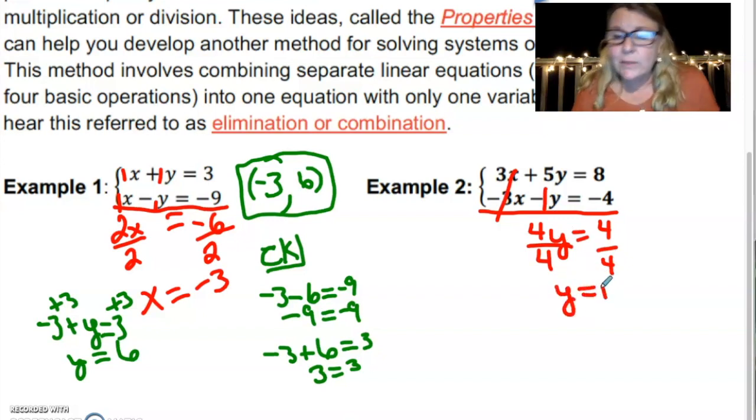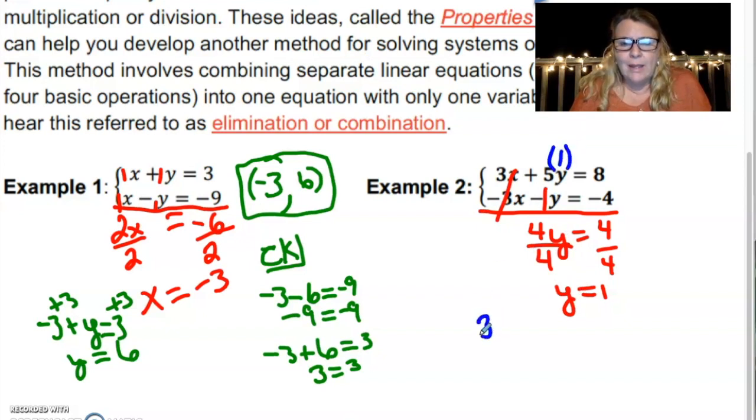So if my y value is 1, then I'm going to plug it into my top equation up here and figure out what my x value is. You can plug it into either one you want. I just always tend to go to the first one, like I said. So I'm going to plug this y in right here for my y. So I would have 3x plus 5 times 1 is equal to 8. So that's 3x plus 5 is equal to 8.